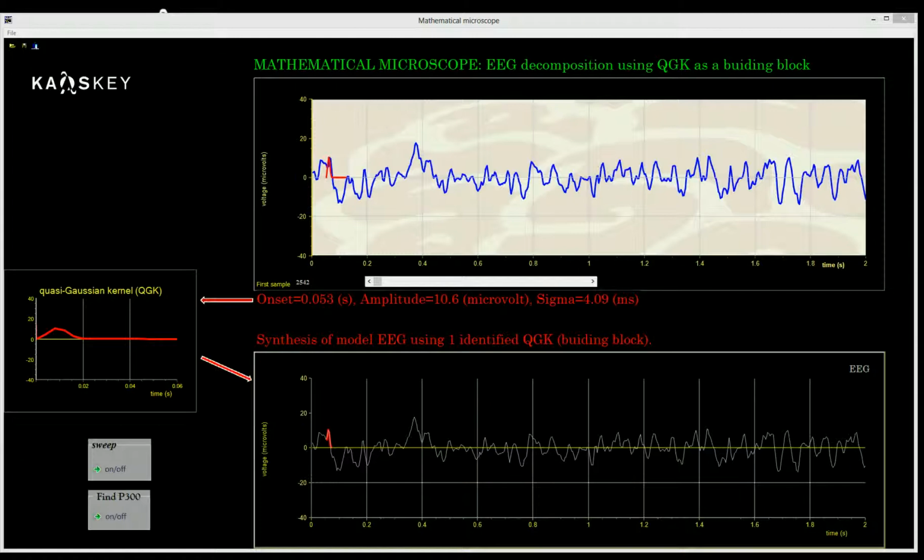Such a building block, termed a quasi-Gaussian kernel, QGK, is displayed in the plot inserted to the left side of the middle panel. As a component model, the quasi-Gaussian kernel is defined by a minimum number of degrees of freedom, just three parameters: onset time, peak amplitude, and sigma, the shape parameter.